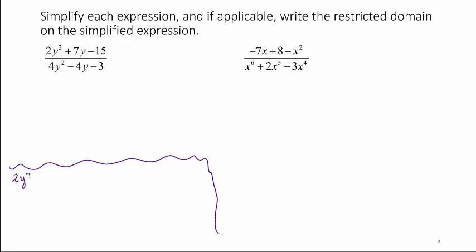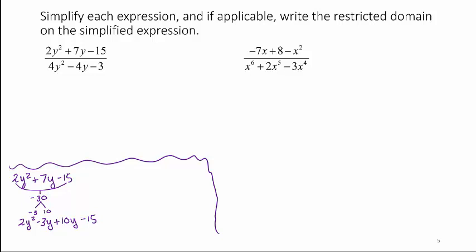So if I have 2y squared plus 7y minus 15, and I'm trying to factor that, I want to multiply a and c together, right, because we've got the ax squared plus bx plus c. So 2 times negative 15 is negative 30, and then I'm thinking about factors of negative 30 that add to 7. And I would think about negative 3 and 10, right? So use those numbers to rewrite the middle term. 2y squared minus 3y plus 10y, right, minus 15.